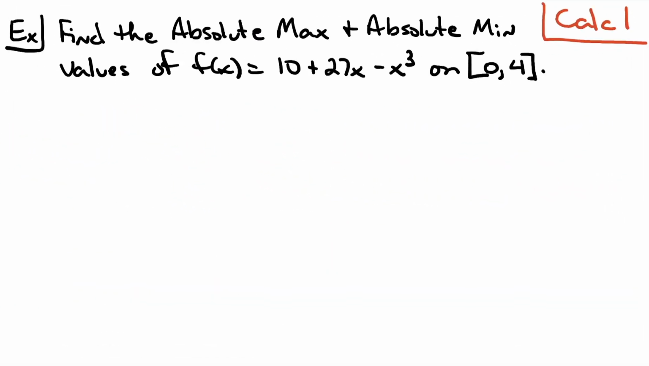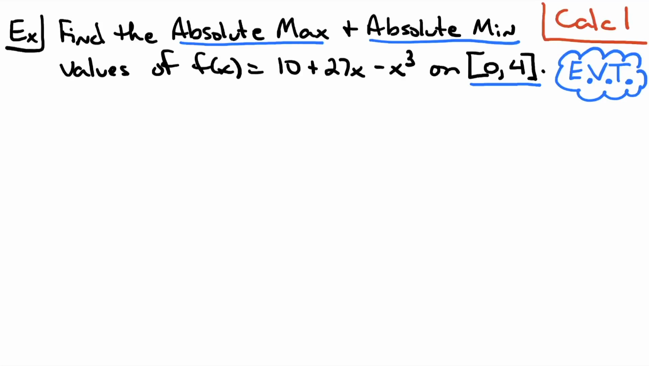In this video, we're going to take a look at a pretty common Calc 1 question. It says find the absolute max and absolute min values of f of x equals 10 plus 27x minus x to the third on the interval from 0 to 4. Note it is a closed interval, and when it's a closed interval and we're trying to find absolute max and absolute mins, we are looking at the extreme value theorem. Even though that is not mentioned in the problem anywhere, it is an extreme value theorem problem.